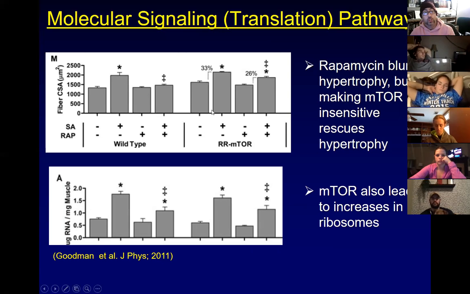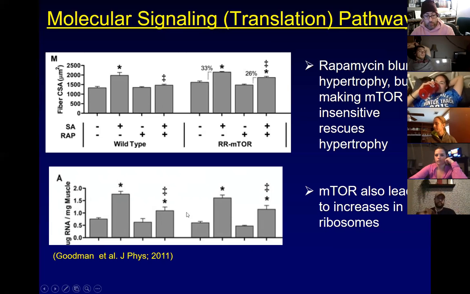So here's the fiber cross-sectional area responses, and what you really want to care about is that this one, which is no rapamycin, and the overload response, you get the biggest response. Here they're getting overload plus rapamycin, and it's blunted in comparison. And then here's the one where it's not nearly as blunted because it's resistant to the rapamycin.